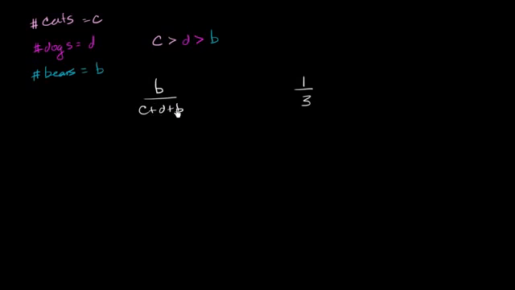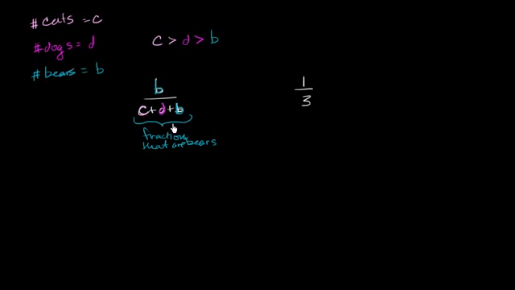So let's reason through what this expression is actually representing. This is B, the number of bears, over the number of cats plus the number of dogs plus the number of bears. So it's the number of bears over the sum of all the animals. So this really is the fraction that are bears. Now, this question really reduces to, is the fraction that are bears greater than 1/3, less than 1/3, equal to 1/3, or can we not tell?